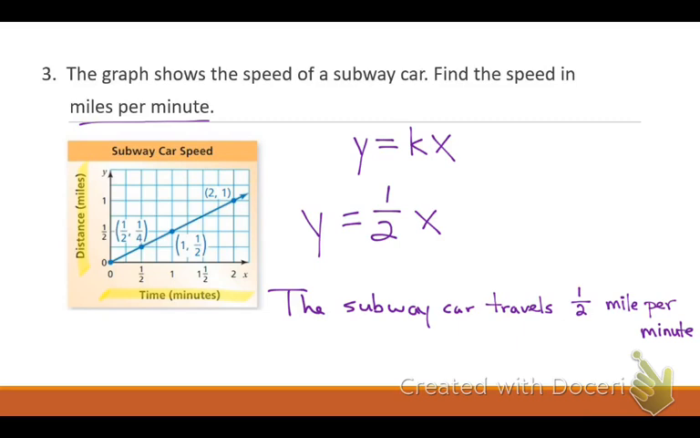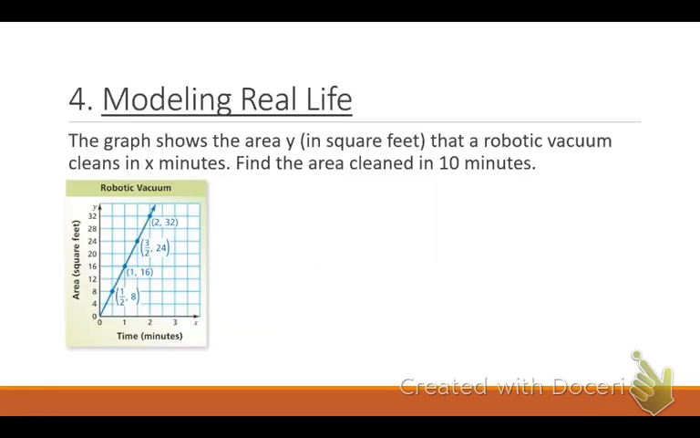And can I let you in on something? At 0 minutes, how far has it gone? 0 miles. Doesn't that make sense, right? Like, if there haven't been any minutes that passed, it has not gone any miles either. So that's what proportional relationships are. When x is 0, so is y. Okay? All right? Okay. Let's do another one.